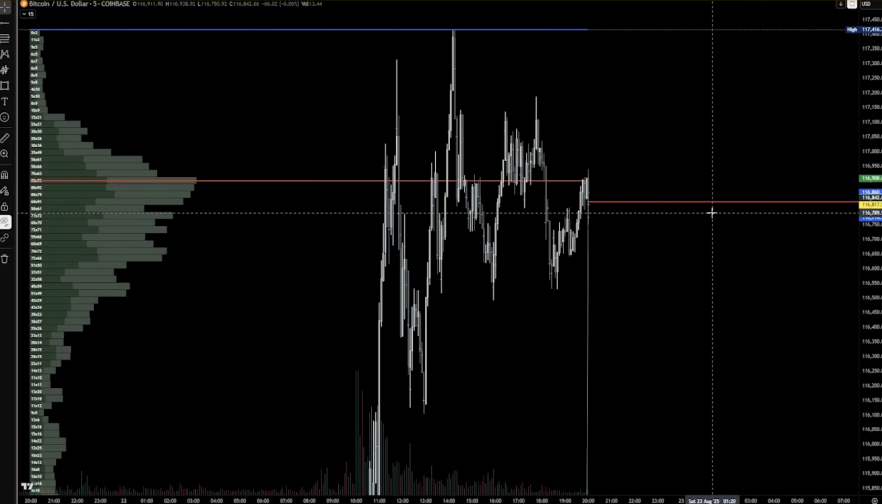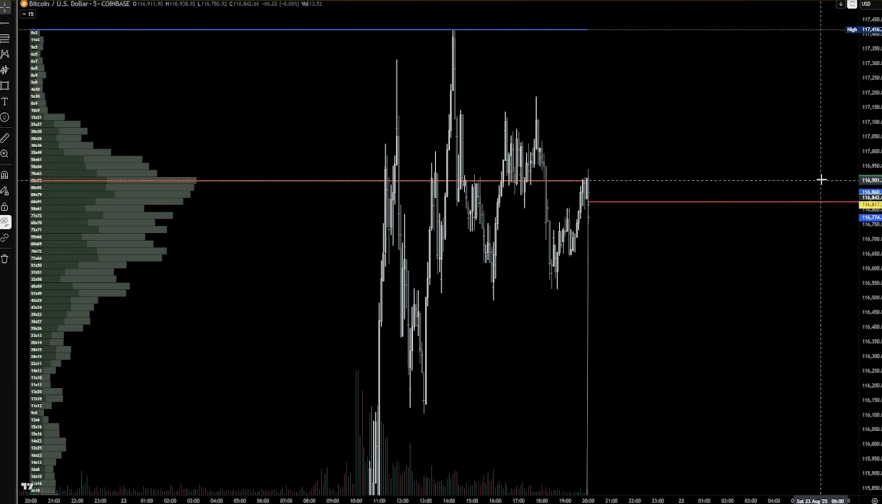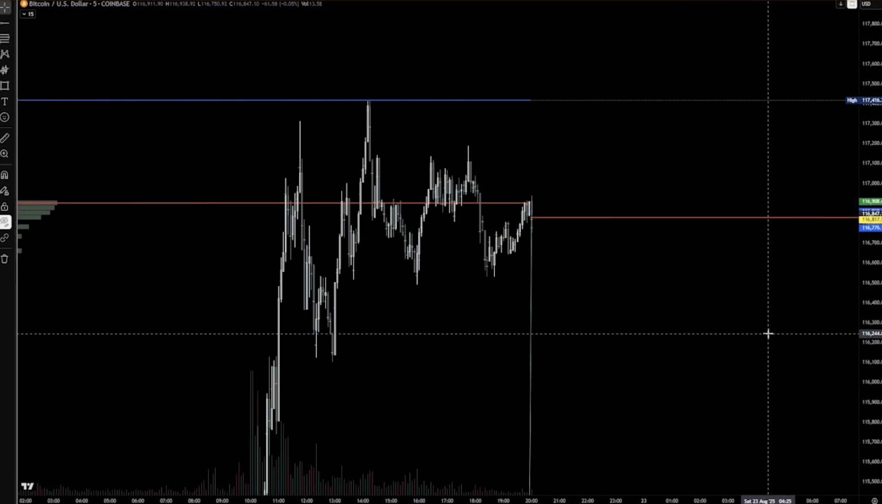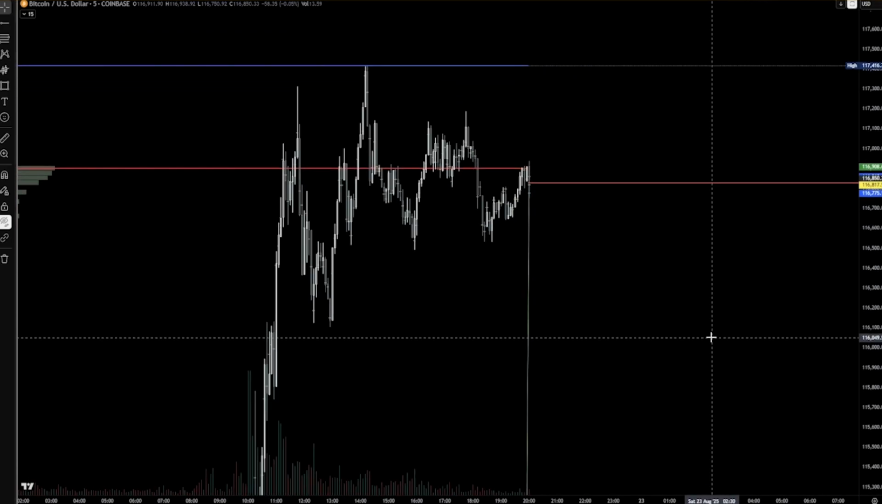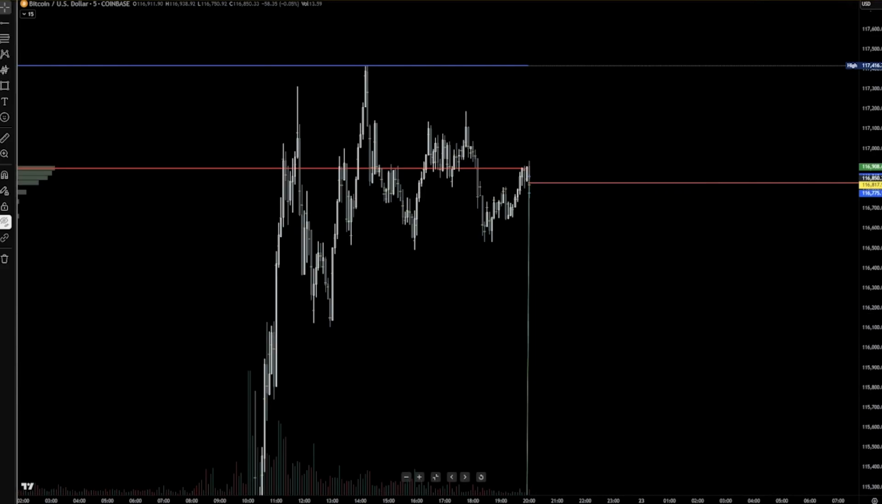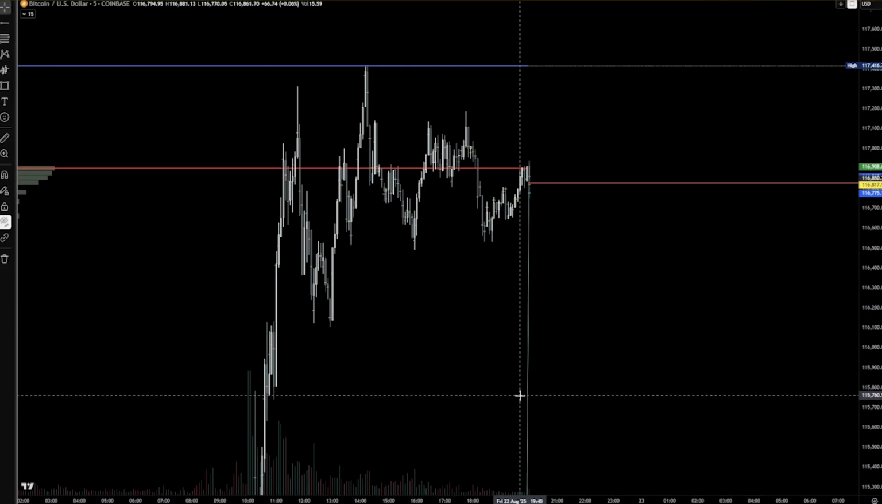Pretty cool. We got some shapes forming here. We got fibs in play. We got some confluence. We definitely have some fibs in play. Shout out Cage.